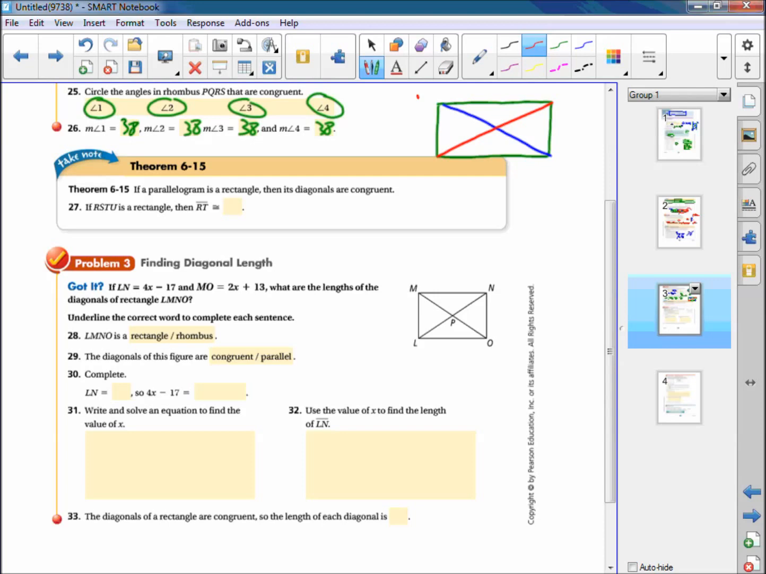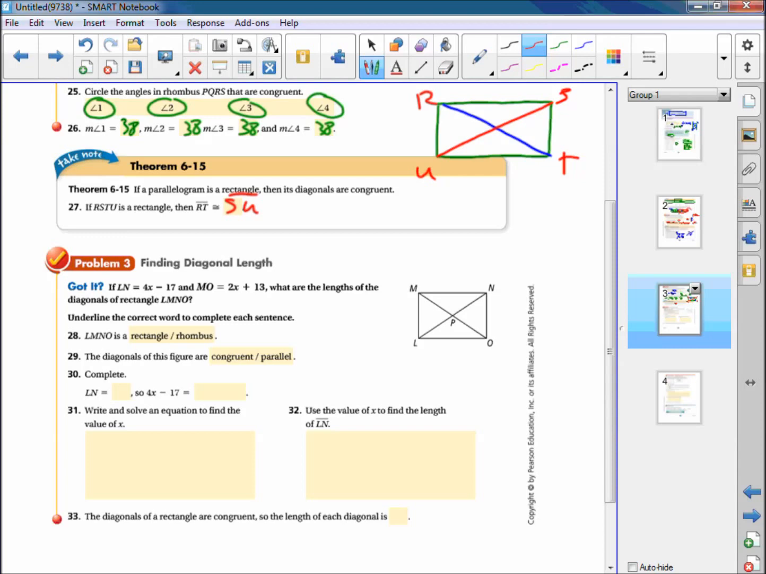So if RSTU is a rectangle, then which should be congruent to each other? So the diagonals should be congruent, so RT should be congruent to SU or US, whatever way you want to name it. Okay. Problem number 3, finding diagonal length.